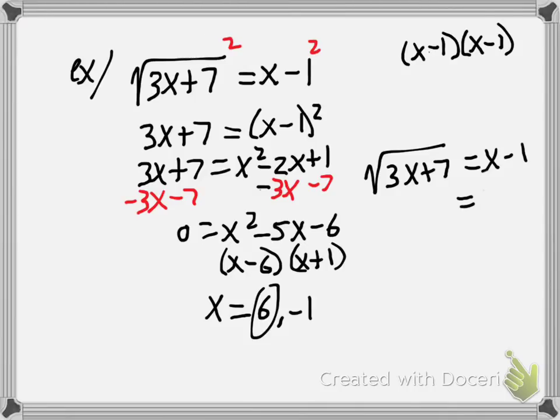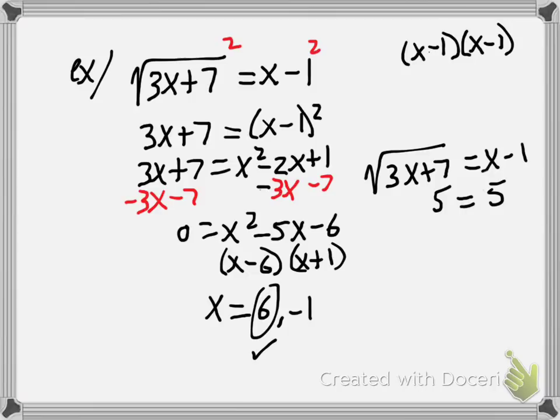Alright, so with this one I'm testing out 6. So if I plug in 6 for x on this side, that side becomes 5. And if I plug in 6 for x on the left hand side, 3 times 6, which is 18, plus 7, which is 25, square root of 25 is 5. So that one does work.